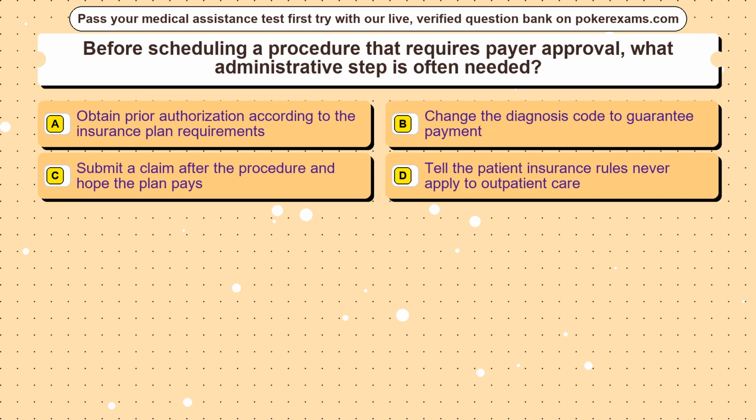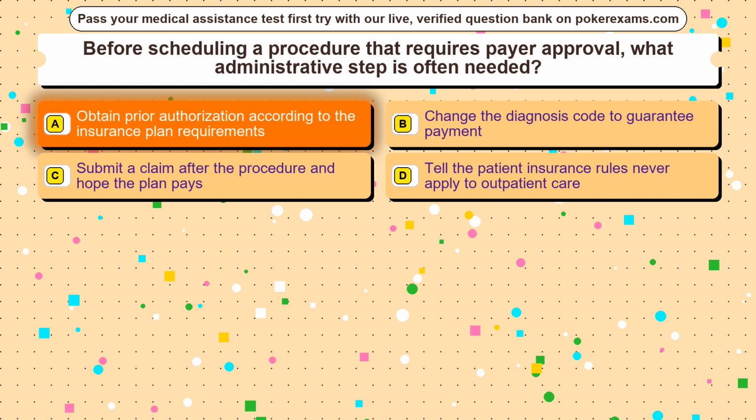Question 46. Before scheduling a procedure that requires payer approval, what administrative step is often needed? Option A, obtain prior authorization according to the insurance plan requirements. Option B, change the diagnosis code to guarantee payment. Option C, submit a claim after the procedure and hope the plan pays. Option D, tell the patient insurance rules never apply to outpatient care.